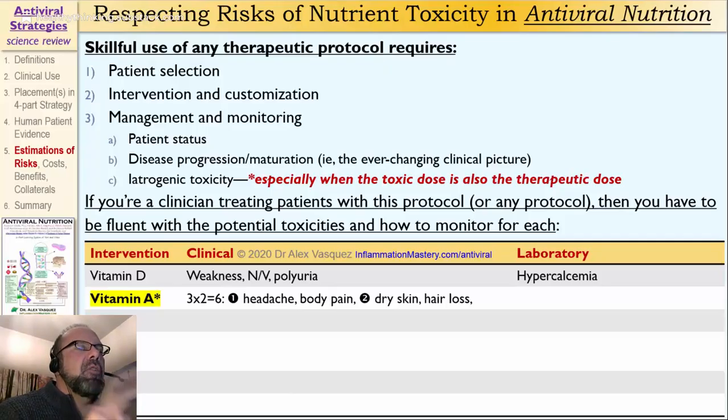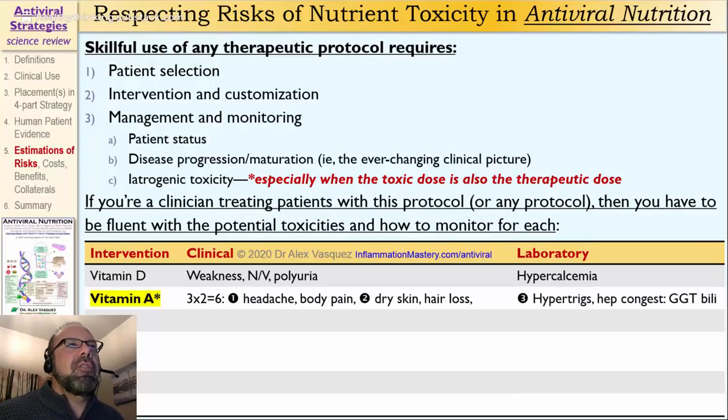So you've got 2 times 2 here. You've got 2 categories, each with 2 items. Headache and body pain, so that's the pain category. The skin category is dry skin and hair loss. And then we go to labs, and then we're going to look for elevated triglycerides and indication of hepatic congestion. So the toxicity of vitamin A is liver toxicity, manifesting as hepatic congestion.